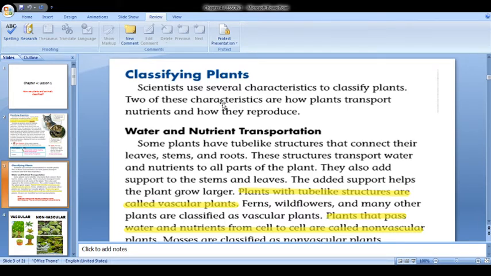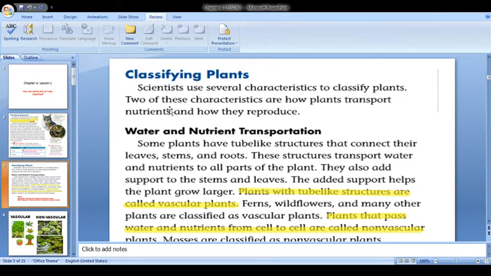In two ways. First, how plants transport nutrients, like how they make the food and how they send the food to the entire plant. If a plant is getting food, how is it going to transport it to all the parts of the plant? Second, how they reproduce. Even plants can reproduce, right?